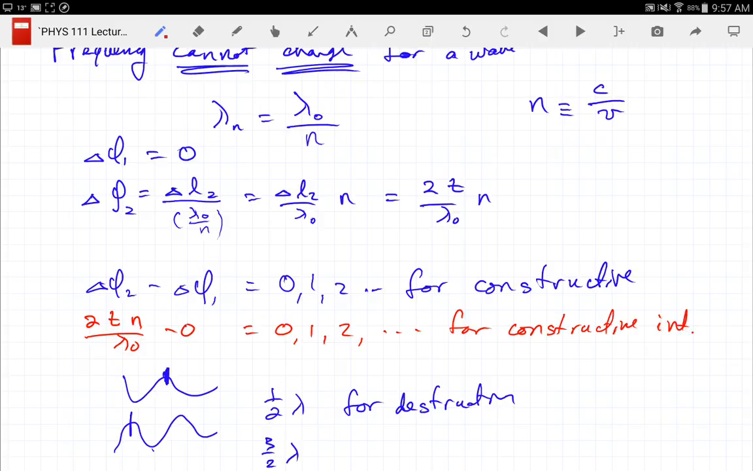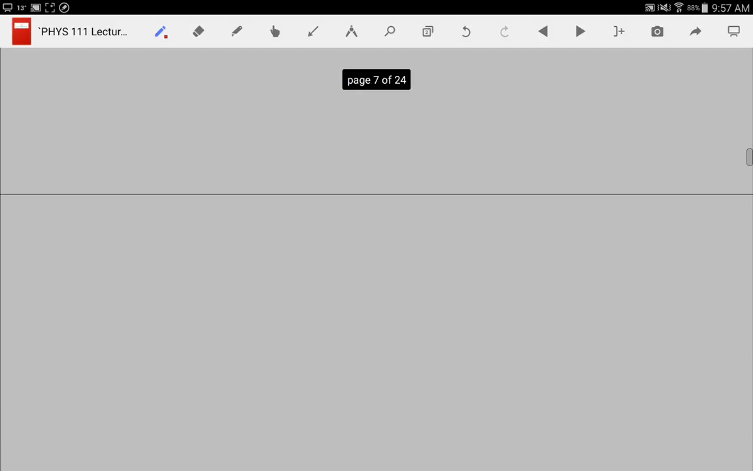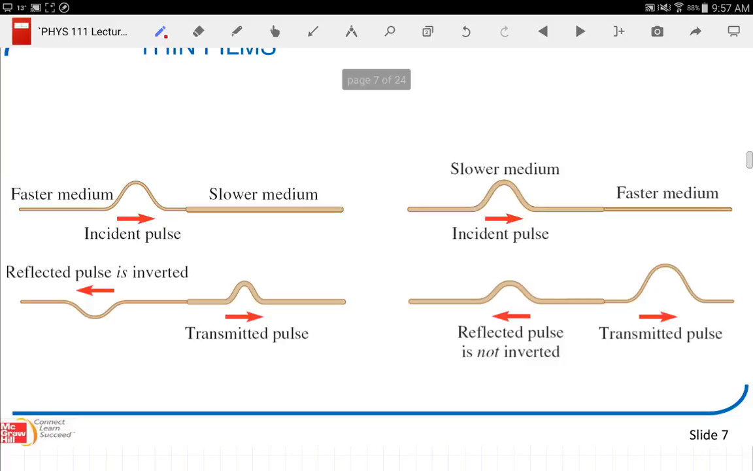And if it was destructive, it'd have to be 1/2, 3/2, 5/2, etc. Now there is, like I said, a twist on this, and that is illustrated by these waves on a rope. If I have a rope and it's attached to a wall, you're going to have the same behavior as if it was attached to a slower medium. That is a rope that's thicker.